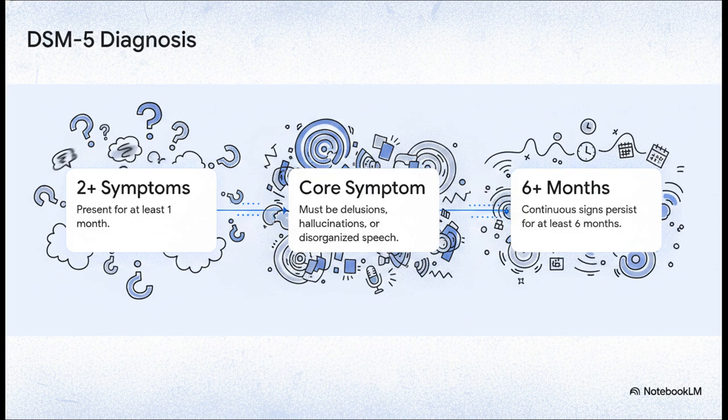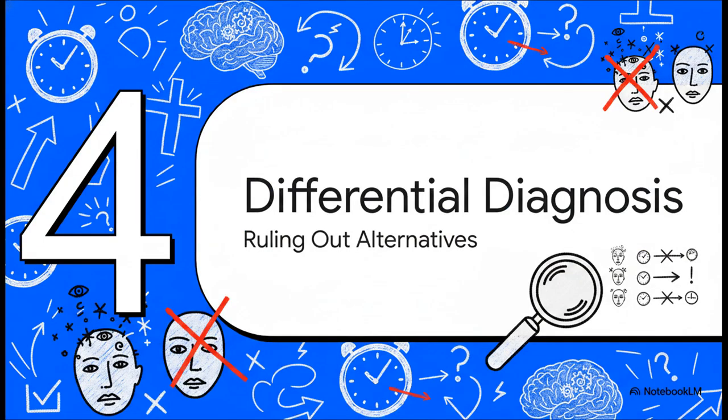This 6-month window is huge. It often captures the full course of the illness, like a prodromal phase of mild social withdrawal before the acute break, or a residual phase of cognitive decline afterward. Which brings us to Section 4, Differential diagnosis.